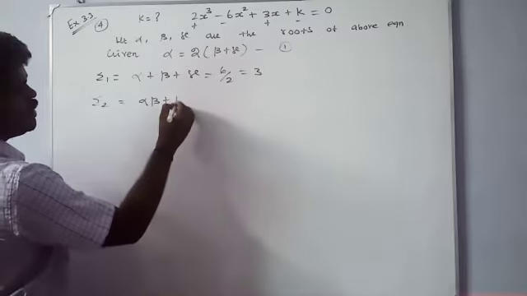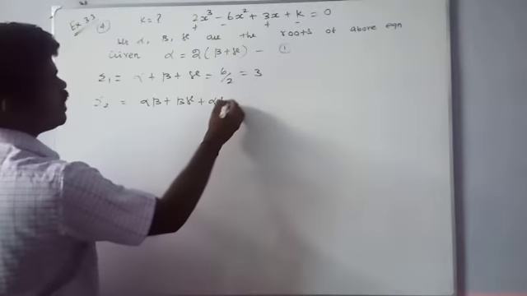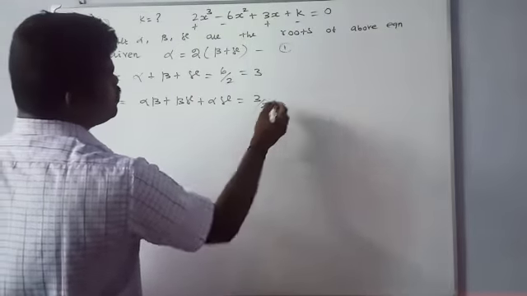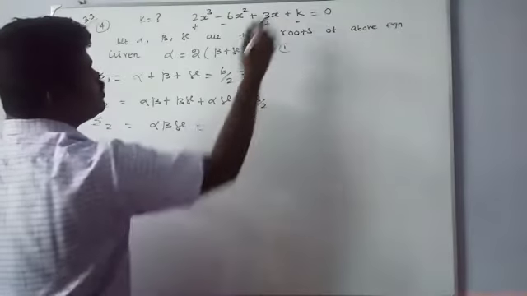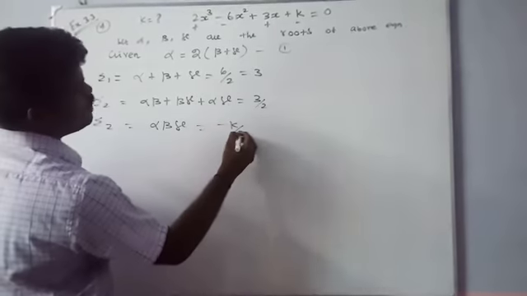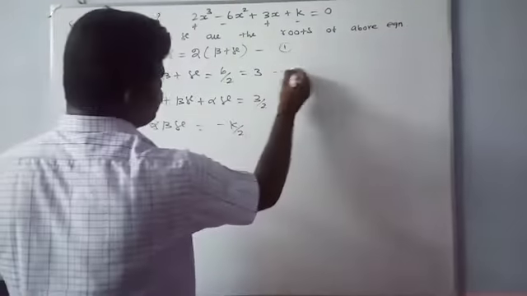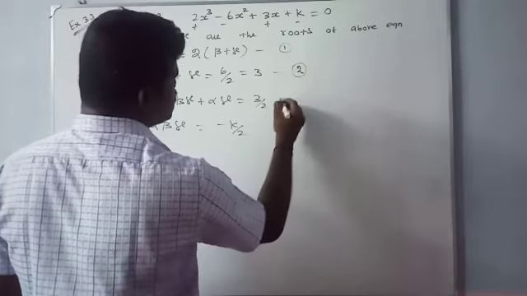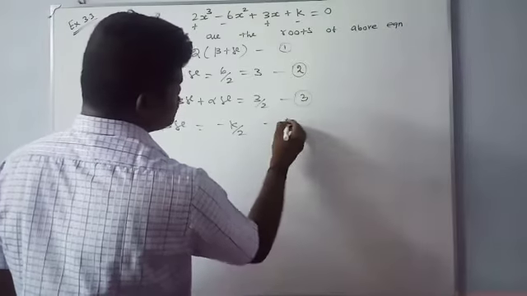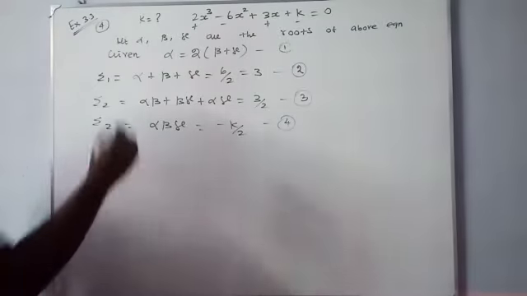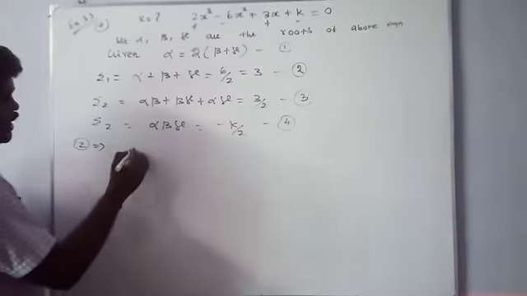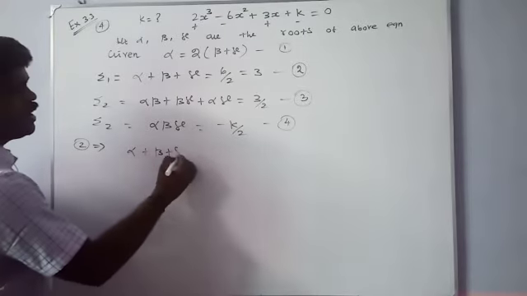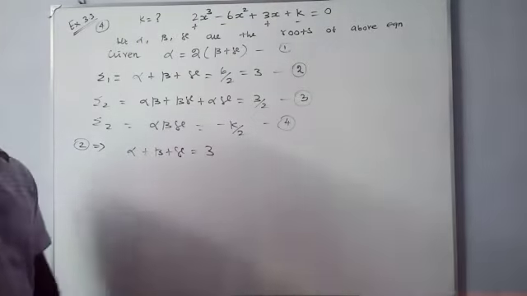Alpha beta plus beta gamma plus alpha gamma is equal to 3 by 2. And the product alpha beta gamma is equal to minus k by 2. First of all, this is equation number 2, this is equation number 3 and this is equation number 4. Let us take the second equation. What is the second equation? Alpha plus beta plus gamma is equal to 3.